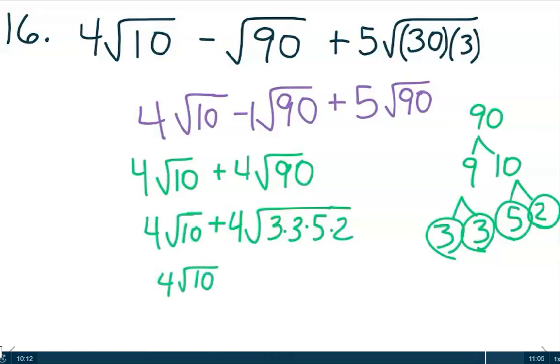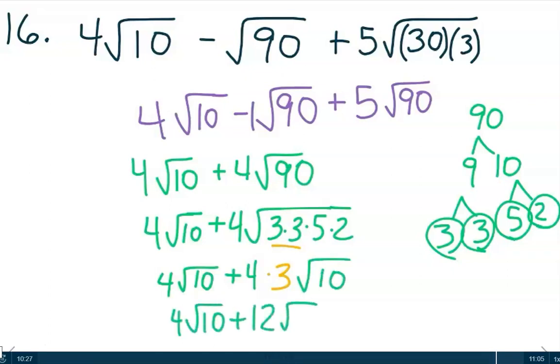So 4 square root 10 plus 4 times 3 square root 5 times 2 will give us 10. 4 times 3, that's 12 square roots of 10 plus the 4 square roots of 10. Now that they're like radicals, we can combine them and get 16 square roots of 10 for our final answer.